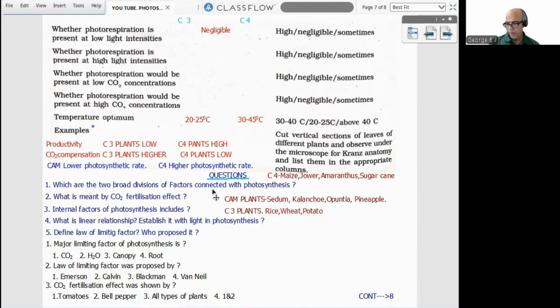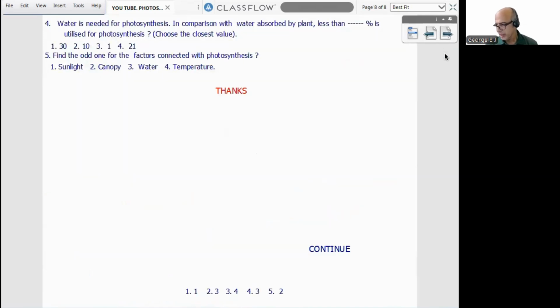Now after that, CAM, lower photosynthetic rate; C4, higher photosynthetic rate. These are our previous questions, which came in this manner, that is why I put them separately. I think the idea is clear. After that, 5 theory questions, 5 NEET model questions with the key. I think it is clear.